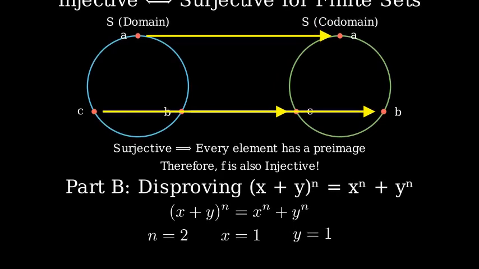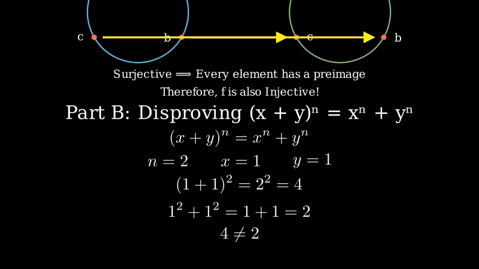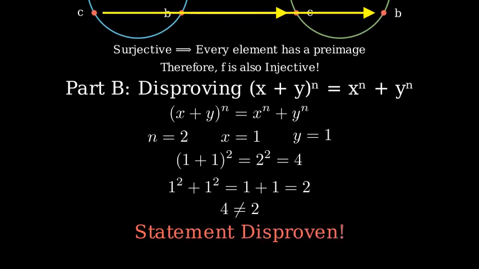Let's find a counterexample. The simplest case would be to try n equals 2 and x equals 1 and y equals 1. Let's calculate the left side first. (1 + 1)^2 equals 2^2, which equals 4. Now, the right side. 1^2 + 1^2 equals 1 + 1, which equals 2. Since 4 is not equal to 2, we have found our counterexample. Therefore, we have successfully disproven the statement by providing a valid counterexample.